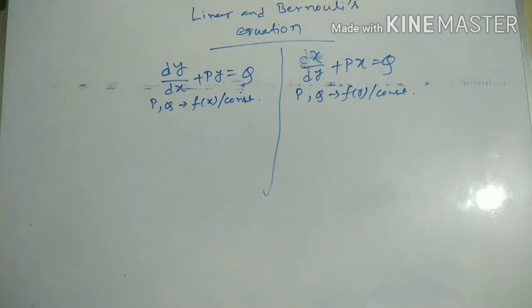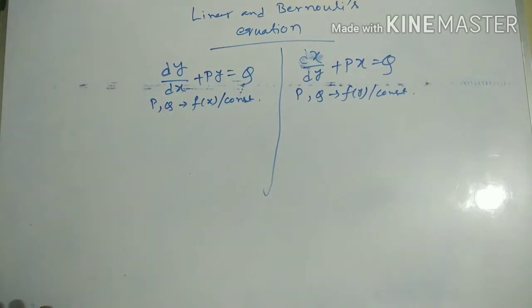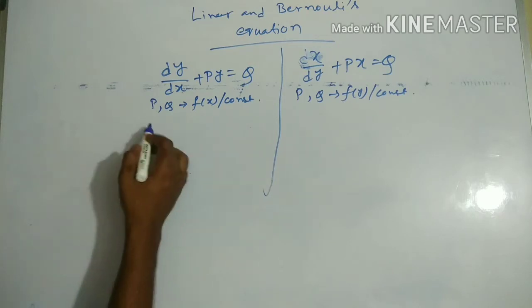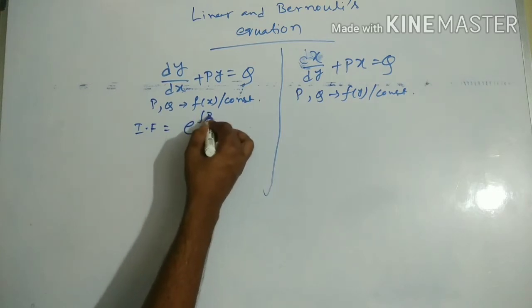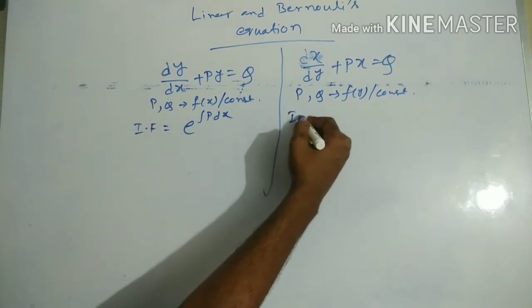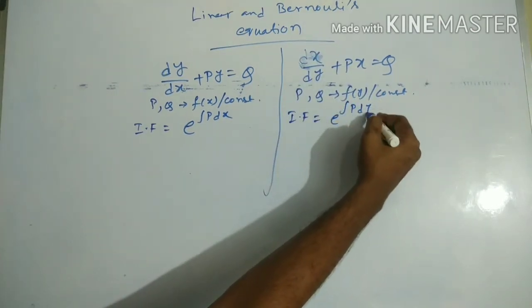The whole solution method of both of the equations is the same. So I am telling the solution procedure, or the general method, for both of the forms simultaneously. Okay. So to solve this equation, first we have to find the integrating factor. So integrating factor for this equation will be e to the power integration p dx. Similarly, integrating factor for this equation will be e to the power integration p dy. Okay.